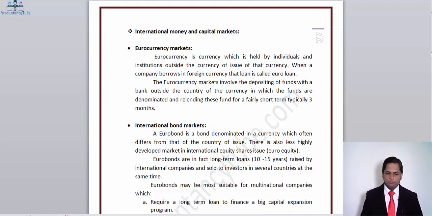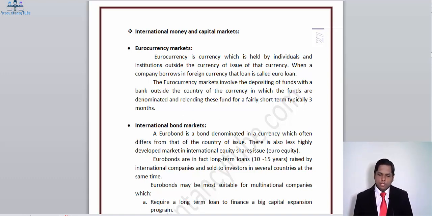Then let's have a look at international markets as well. Now, international money and capital markets. First, we have the euro currency market. Euro currency is a currency which is held by individuals and institutions outside the country of issue of that currency. For example, if I'm in the UK and have $10,000 with me right now, what I'll be holding is a euro currency.